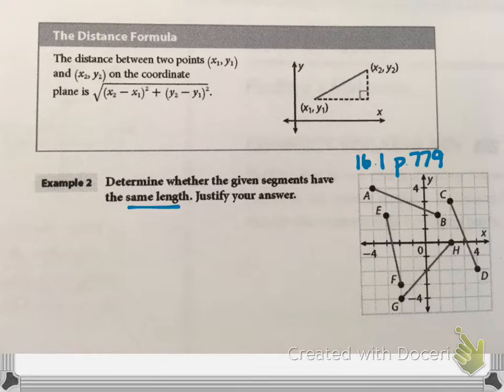So we need to be able to figure out what the lengths of these things are and prove or justify if they're exactly the same or a little bit different. We're not going to do all four of these segments for this video. I'm just going to focus on two of them. One is going to be segment AB. The other one that I'm going to focus on is going to be segment GH. Okay? So first let's deal with AB.